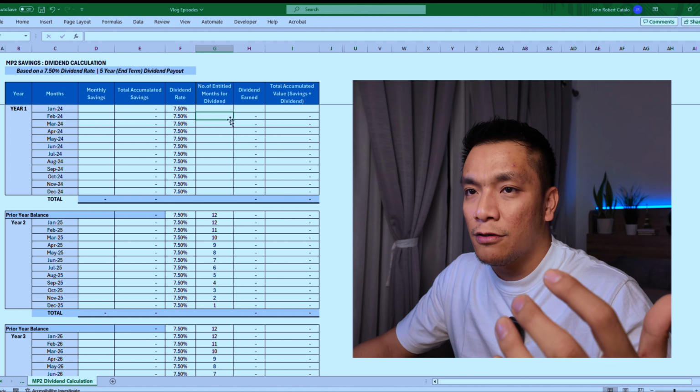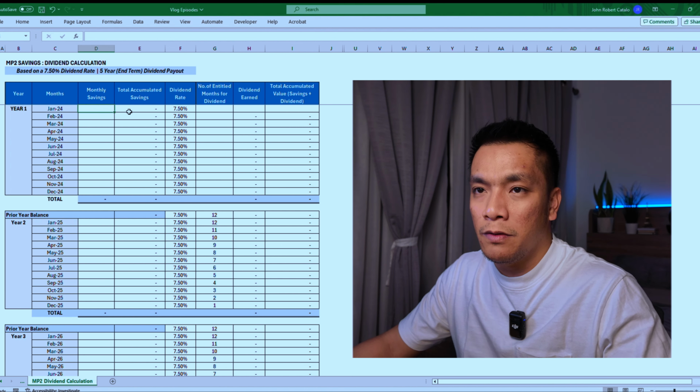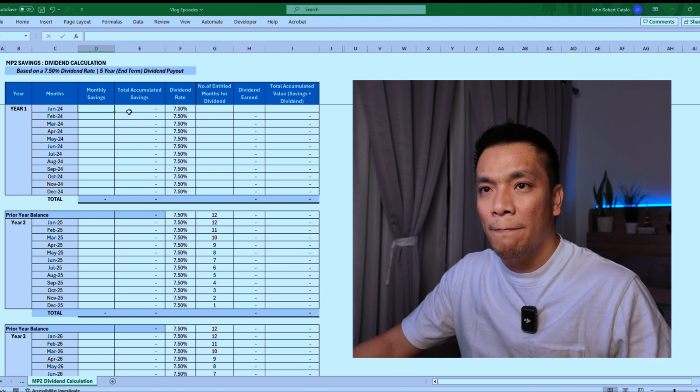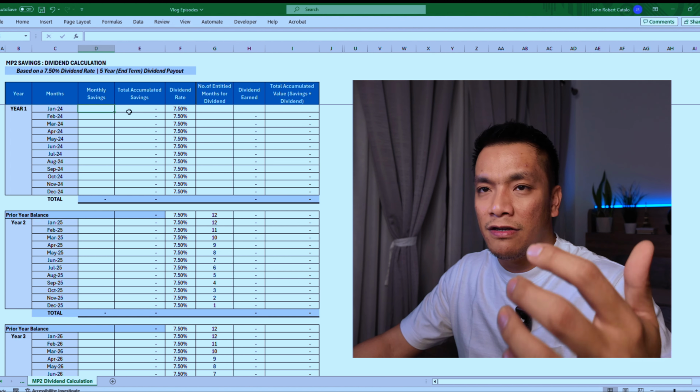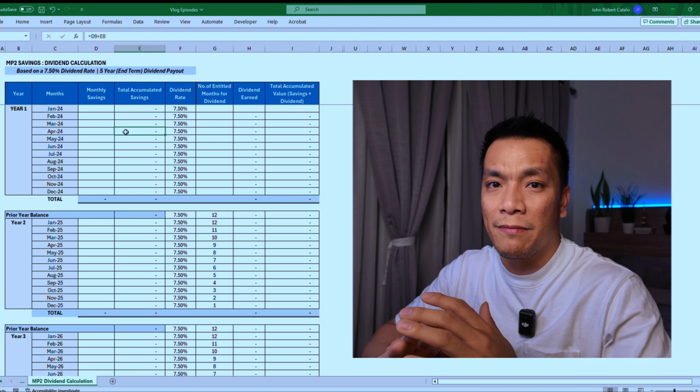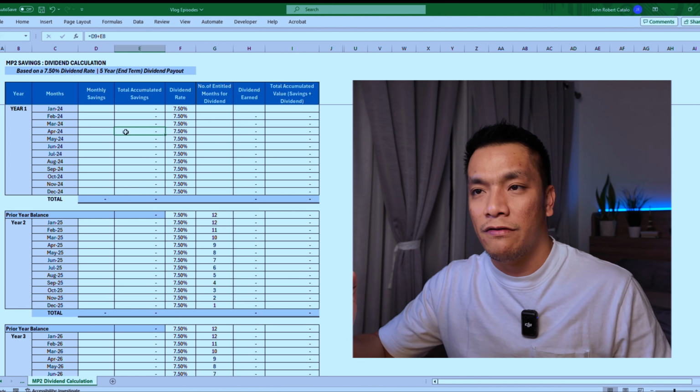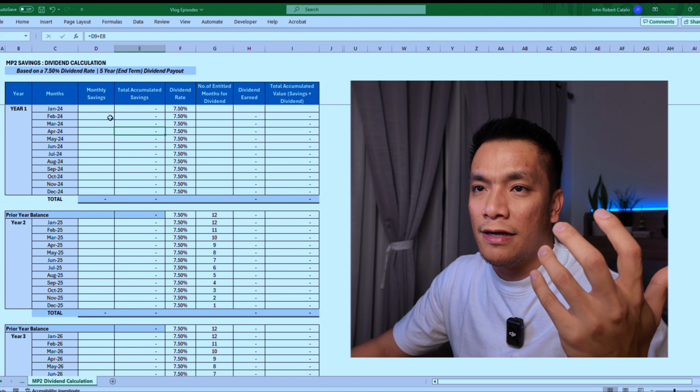So, again, klaruhin ko lang. This is with the assumption that we will be investing 500 pesos every month throughout the 5-year period, and with the assumption that the dividend rate would be 7.5%. So, para madali lang yung computation natin, 7.5% yung gagamitin natin na rate throughout the 5-year period. Okay, so umpisahan na natin.